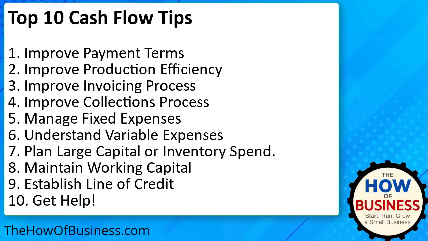Number 5, manage your fixed expenses. You should carefully manage your fixed expenses through budgeting and monitoring. Number 6, understand your variable expenses or cost of goods sold. Perhaps there's an opportunity to negotiate more favorable terms with your vendors. That again potentially frees up or gives you better cash flow management.